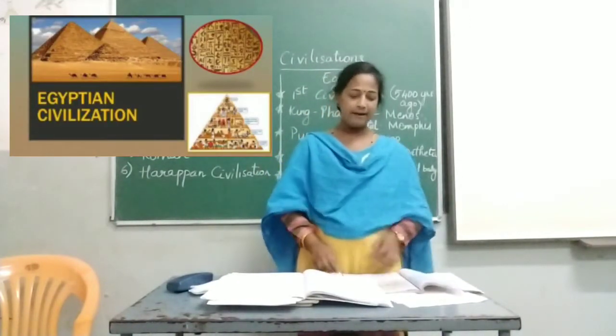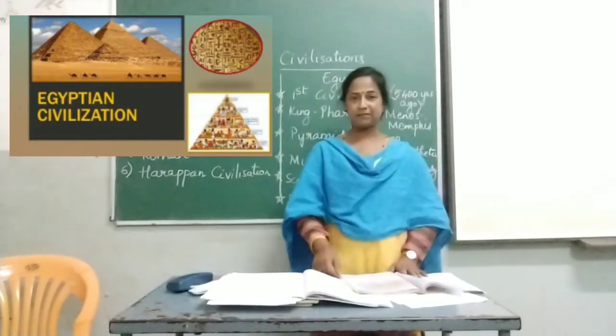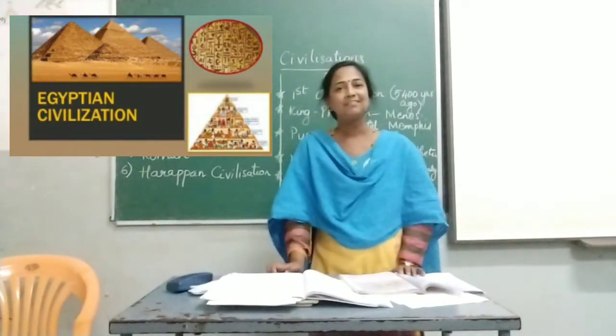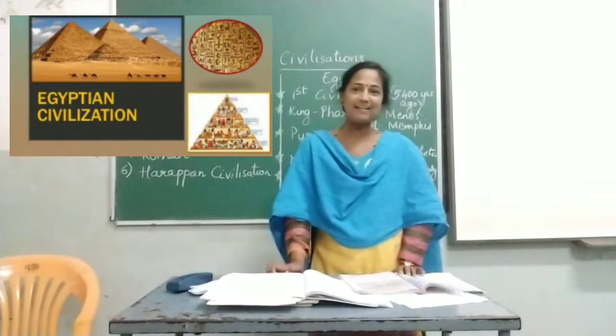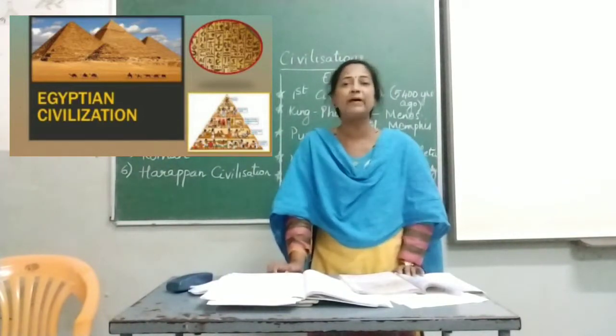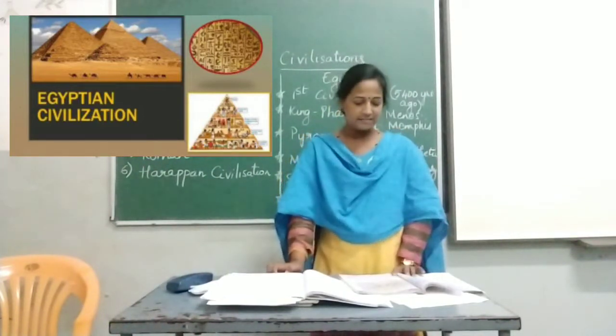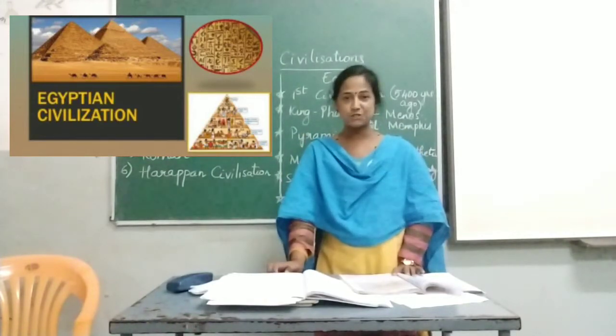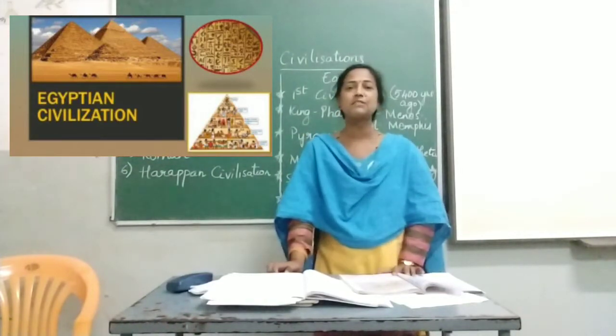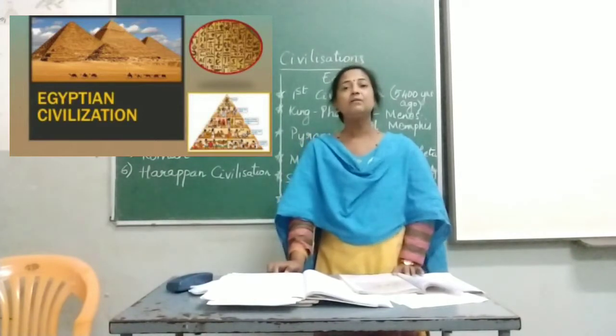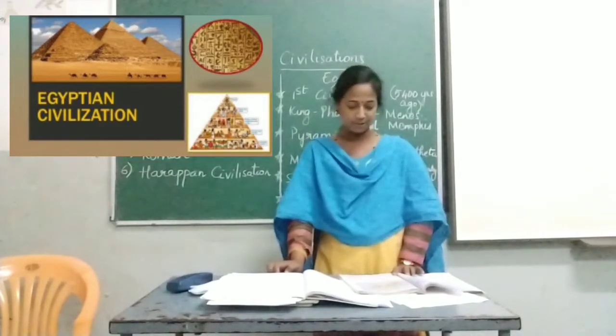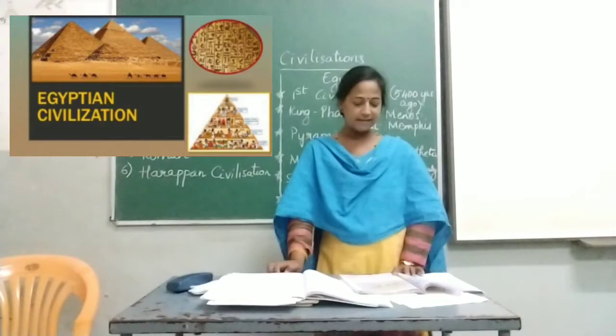Okay. Now what about Egypt? What do you know about Egypt? Today check your atlas and just spot it. Where is Egypt? Egypt is the first civilization. Okay, why is Egyptian civilization very important? It is the first civilization. Egypt is the first civilization of the ancient world. This civilization took birth on the banks of the river.